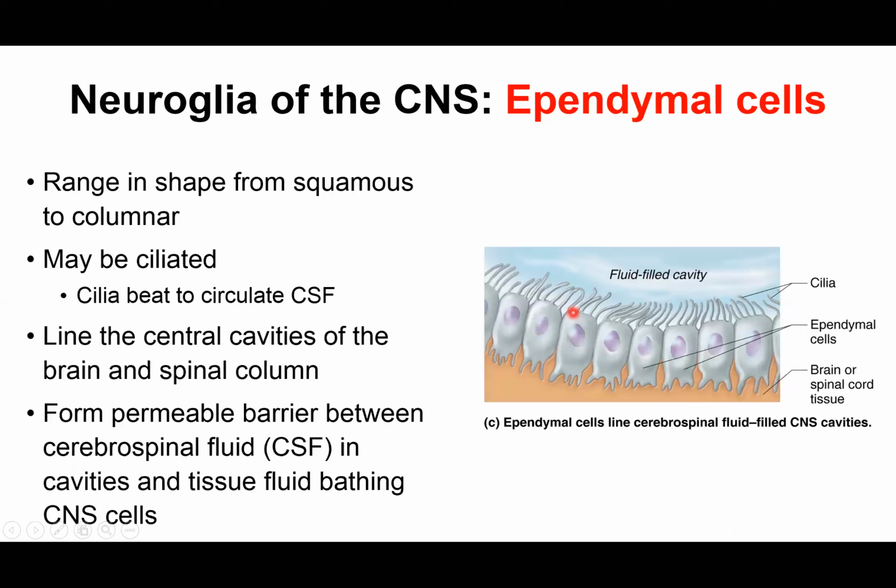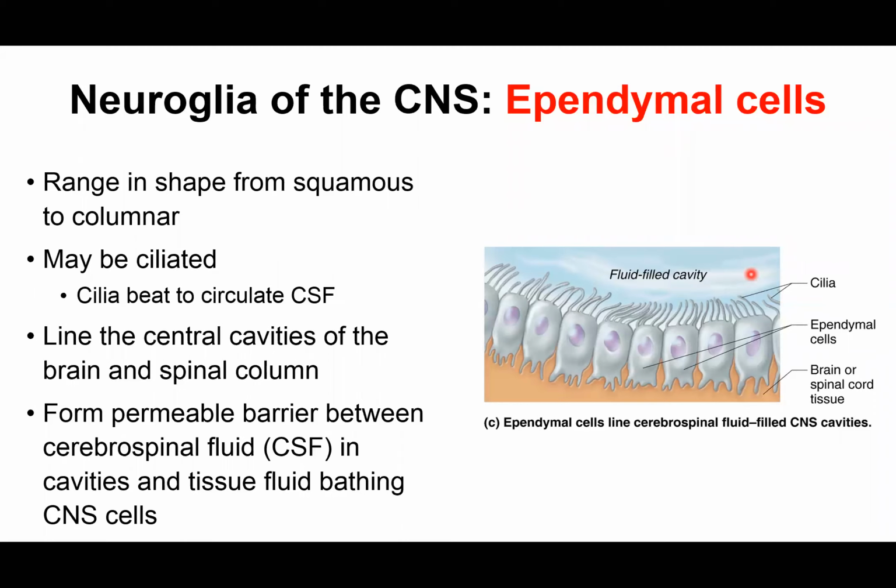The third neuroglial cell in the central nervous system that we're going to talk about are called ependymal cells. These really range in shape from being squamous to columnar. I would call these ones in this particular picture columnar. They may or may not be ciliated, but if they are ciliated, the cilia actually beat, so they move, which helps to circulate cerebrospinal fluid. Okay, which is this fluid layer that is surrounding the brain and the spinal cord and protecting it.